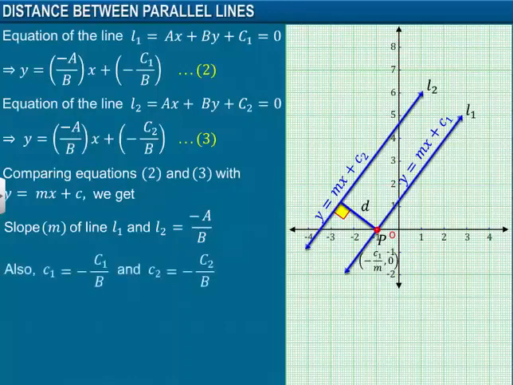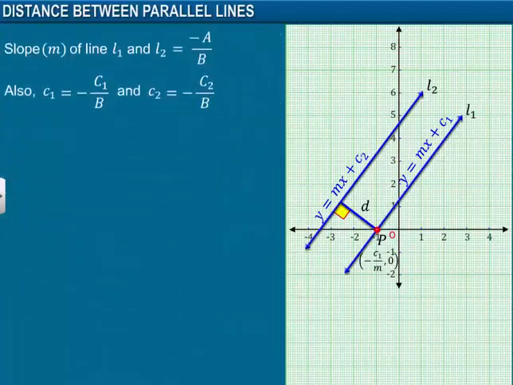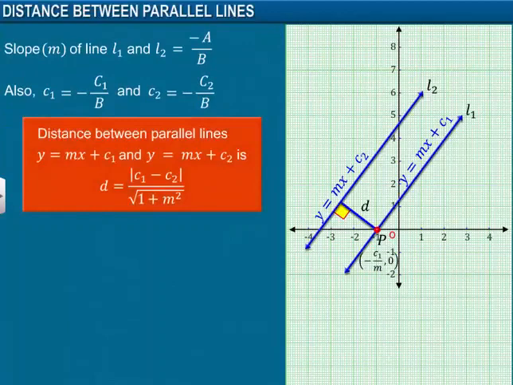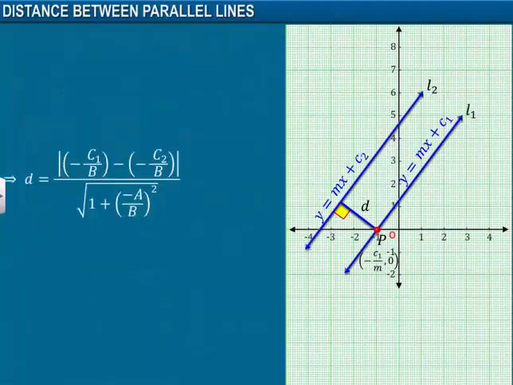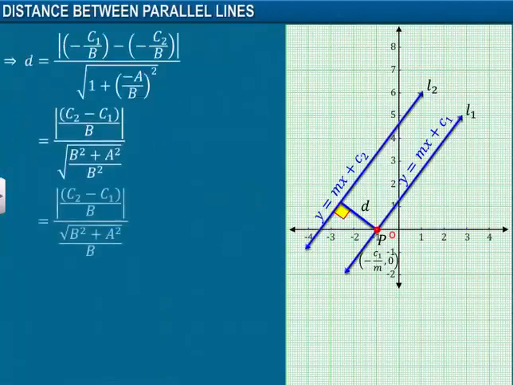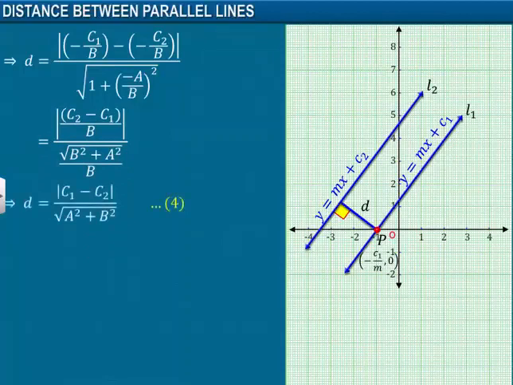Recall the formula we derived for the distance between two parallel lines whose slopes and y-intercepts are known. Let us substitute the values of slope m and y-intercepts c1 and c2 in the formula. On simplifying, we get equation 4, which gives the value of d as modulus of c1 - c2 divided by square root of a squared plus b squared. Equation 4 gives the distance between two parallel lines L1 and L2 whose equations are given in the general form.